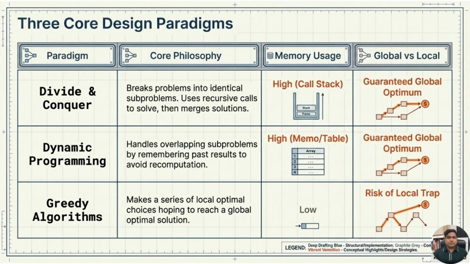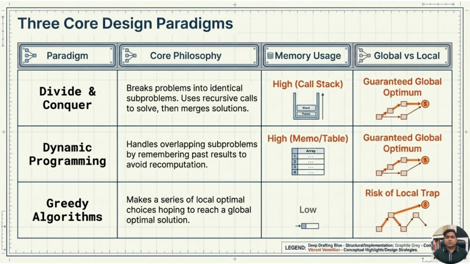The third paradigm is greedy algorithms. A greedy algorithm makes the best local choice at each step. It chooses what looks best immediately and hopes that these local choices will lead to a global optimum. Greedy algorithms are usually fast and use less memory, but they can fail if the local best choice does not lead to the best overall solution.